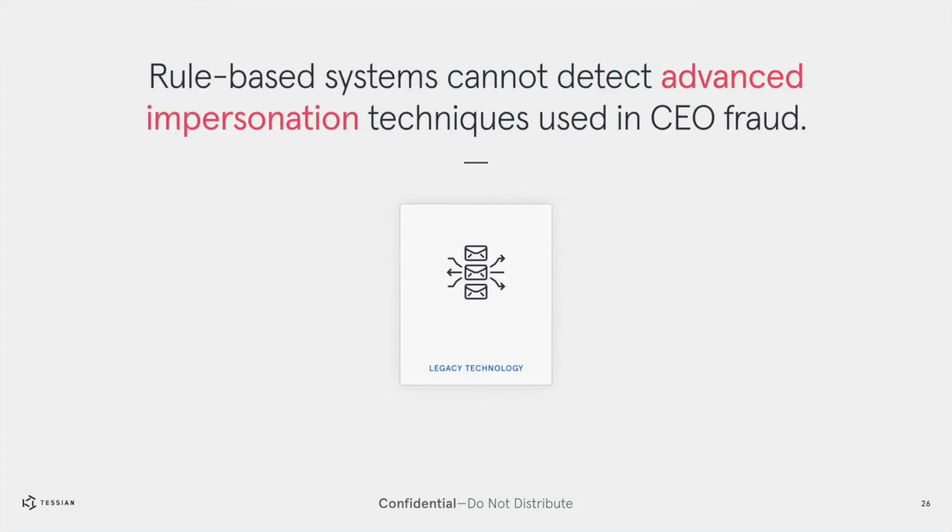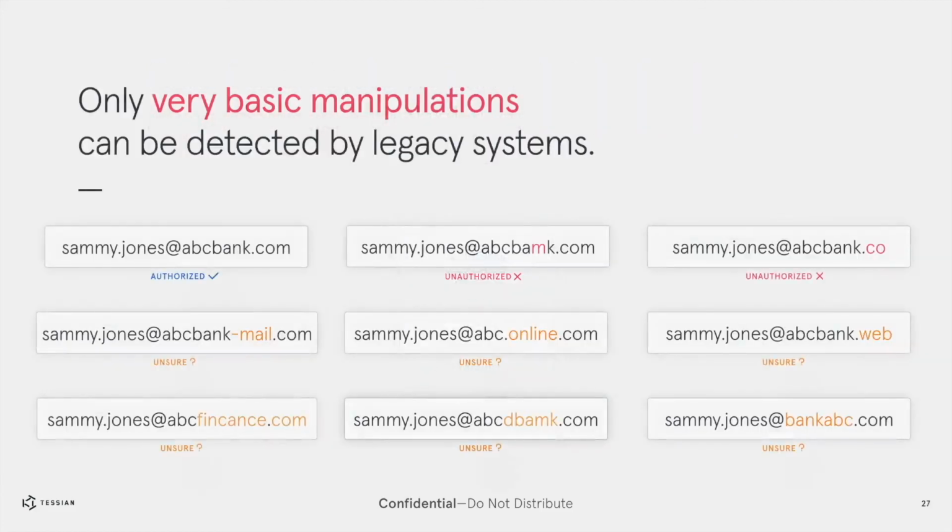So essentially, we saw that in the Sammy Jones example, the secure email gateway was ineffective due to the attackers changing the email addresses by more than just one character or so. So now we're going to look at to what extent legacy systems can actually prevent such techniques.